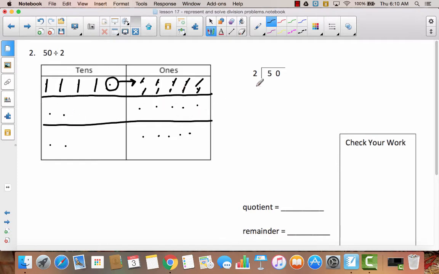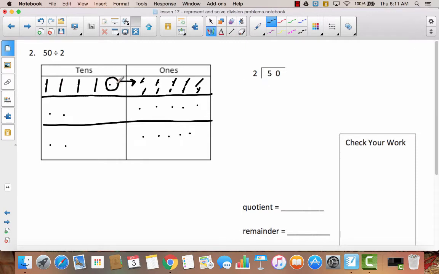So let's talk about how that looks in long division, because remember, eventually this place value chart's going to go away. When we start getting into really big numbers and we're dividing them by 7 and 8, you're not going to want to draw this place value chart. So we've got to understand how we show this in long division so that long division makes sense to us.